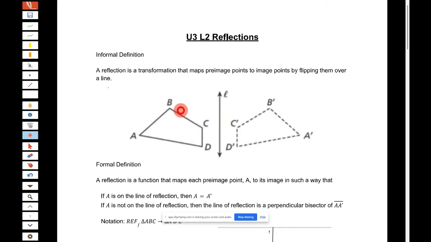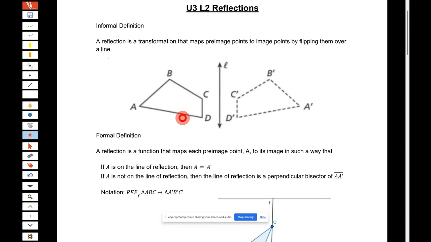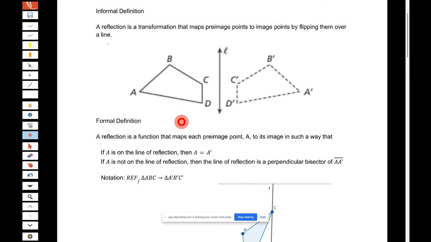The pre-image is, of course, here the image A, B, C, D that does not have the primes on it. And the image is A prime, B prime, C prime, D prime. It's flipped over the line. So if we were to fold it along that line of reflection, we would definitely see that all the points match up. And remember, the pre-image can be XY points and the image is XY points. So the domain is not just X's, it's the XY points if they're on the coordinate plane.